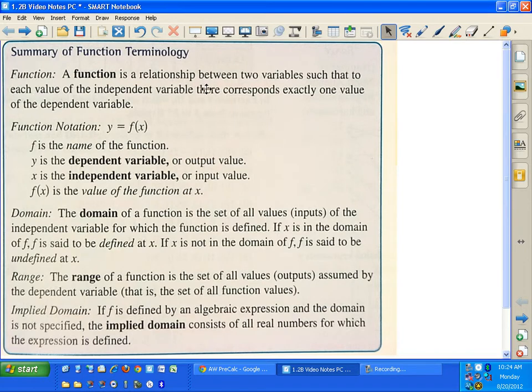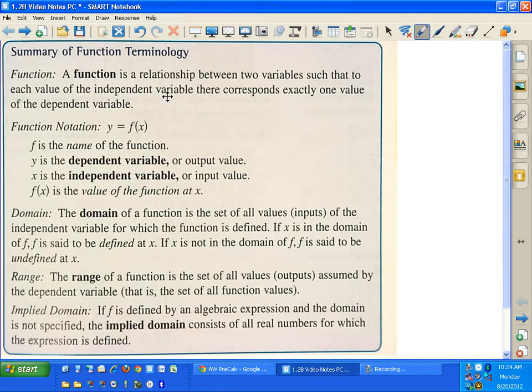First thing was, a function is a relationship between two variables. There's an independent variable and a dependent variable. We called it one-to-one. In the last video we defined it as: for every x there's only one y value, and we used a vertical line test to help us determine that something was a function by a picture.